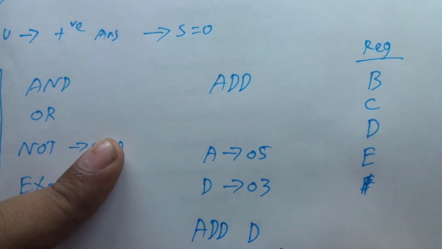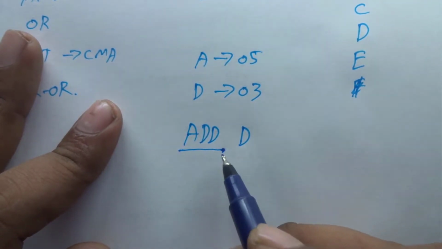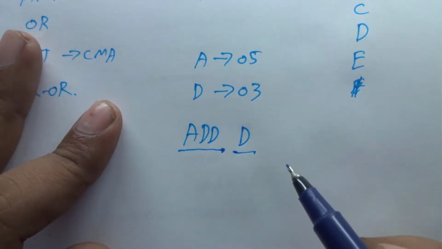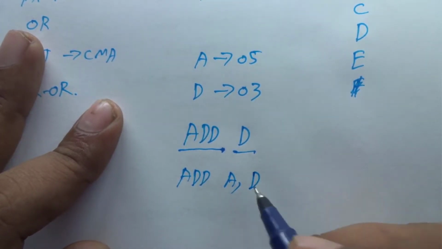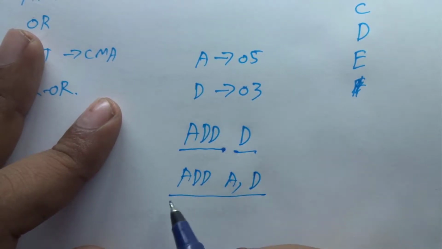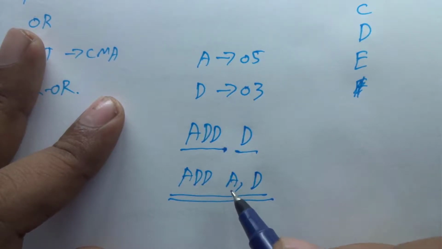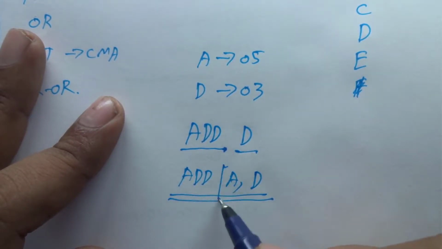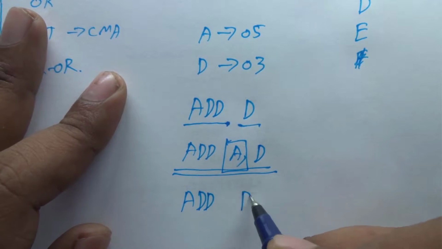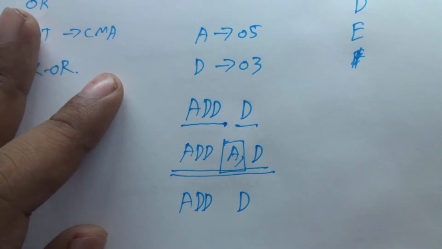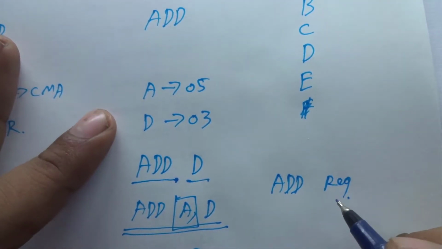ADD D. By default, this instruction considers the accumulator as one of the operands and the next operand in the D register. You need not mention ADD A, D. There is no such instruction format in 8085, because in all arithmetic instructions one of the operands is the accumulator, so it is not necessary to mention it. You just give ADD and your register name. So this is the syntax: ADD register. Whatever register you want, you can mention.